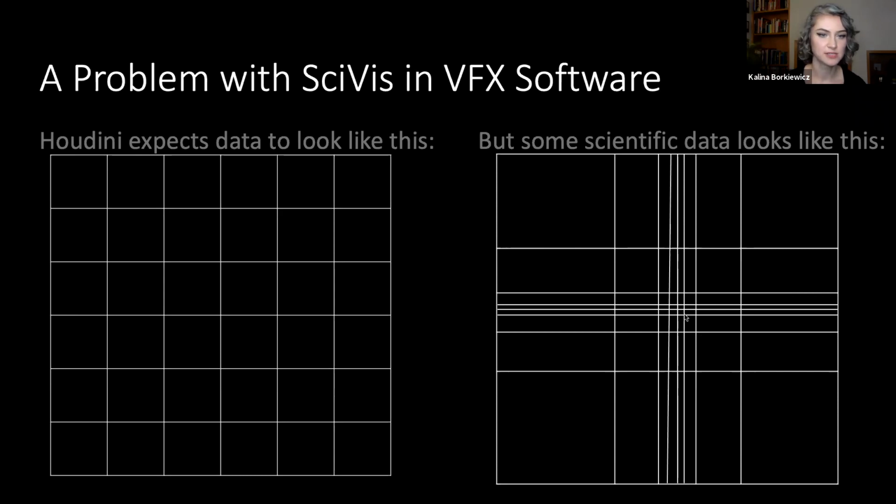The tornado itself was in this central area where there's really high resolution. And there were a bunch of clouds off to the sides that aren't very interesting, so those were lower resolution.